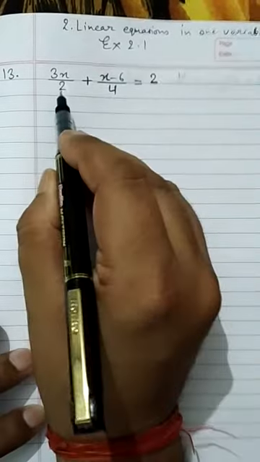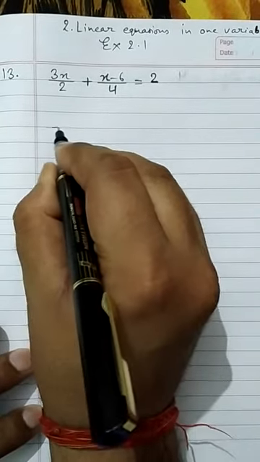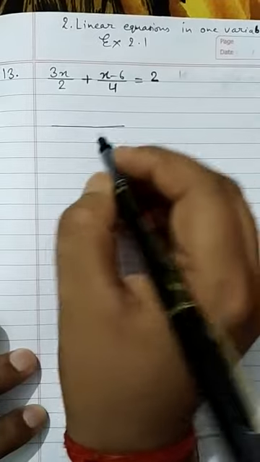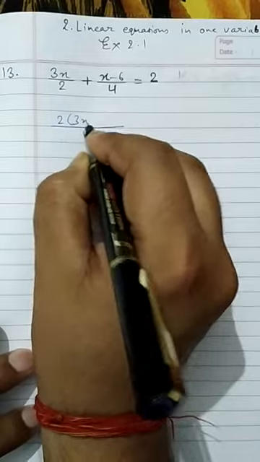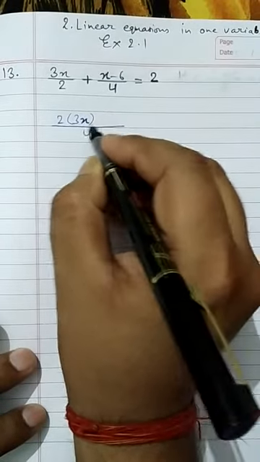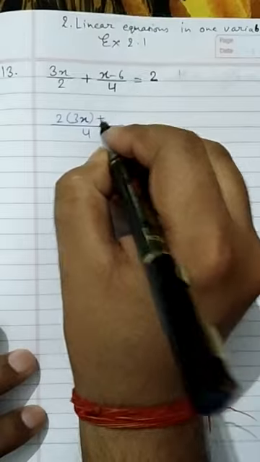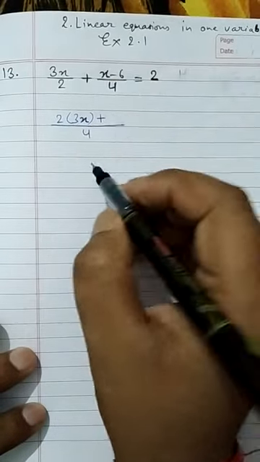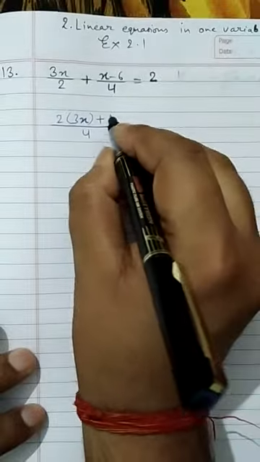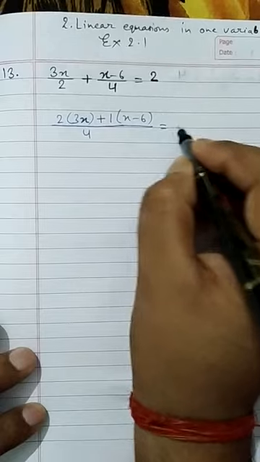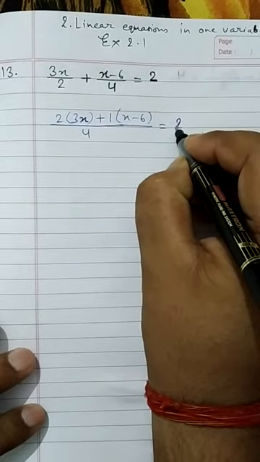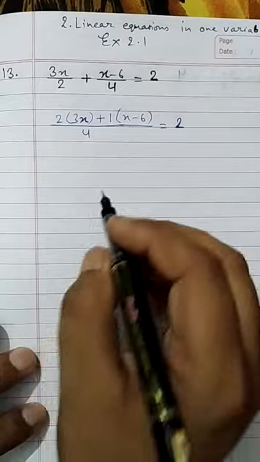First we have to take the LCM of 2 and 4. The LCM of 2 and 4 is 4. Now 4 divided by 2 is 2, and 2 multiplied by 3x will be written like this: 2 and inside the bracket 3x. Plus sign, and now 4 divided by 4 is 1, that we put here, and x minus 6 inside the bracket equals 2. In this way we are safe.